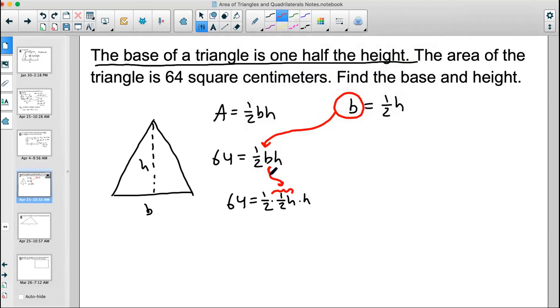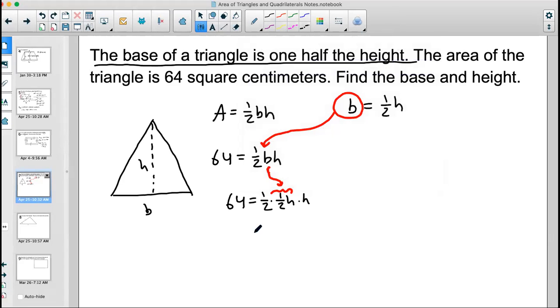I took the B and I replaced it with 1/2 H. I left the 1/2 here and the H there. Everything else is the same. And now I do some math. So 1/2 times 1/2 is 1/4, and h times h is h squared.